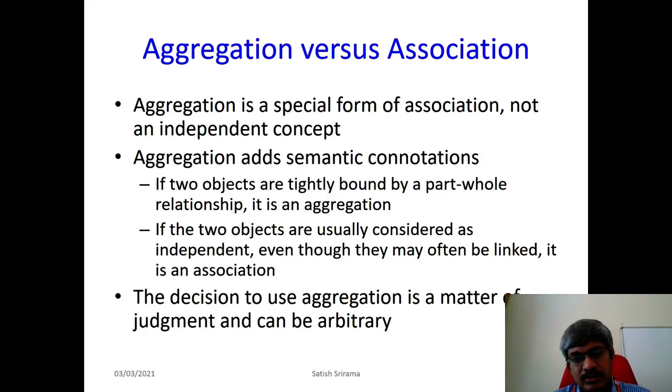But the decision to use aggregation is a matter of judgment and can be arbitrary. It always depends on the context, it always depends on the problem. There are no hard and fast rules to specify what is an aggregation and what is an association. So this needs modeling expertise and also domain expertise. People from the domain, with modeling expertise, can put in a proper aggregation and association.